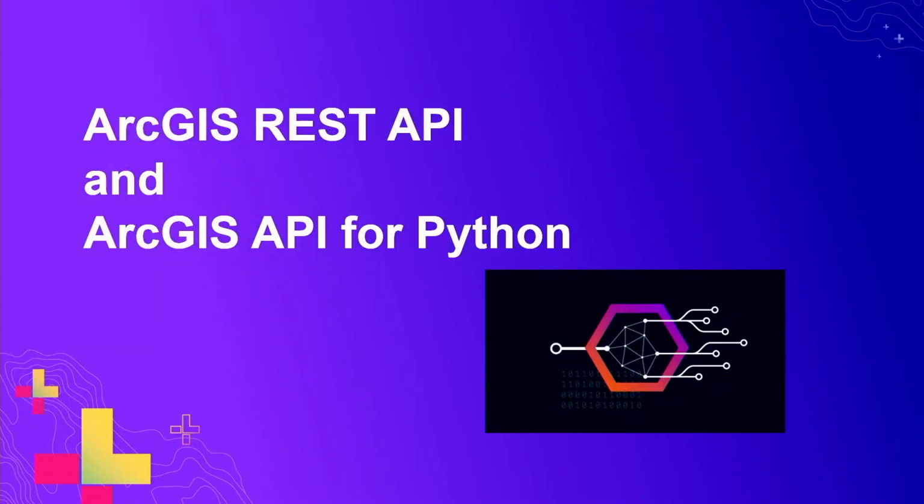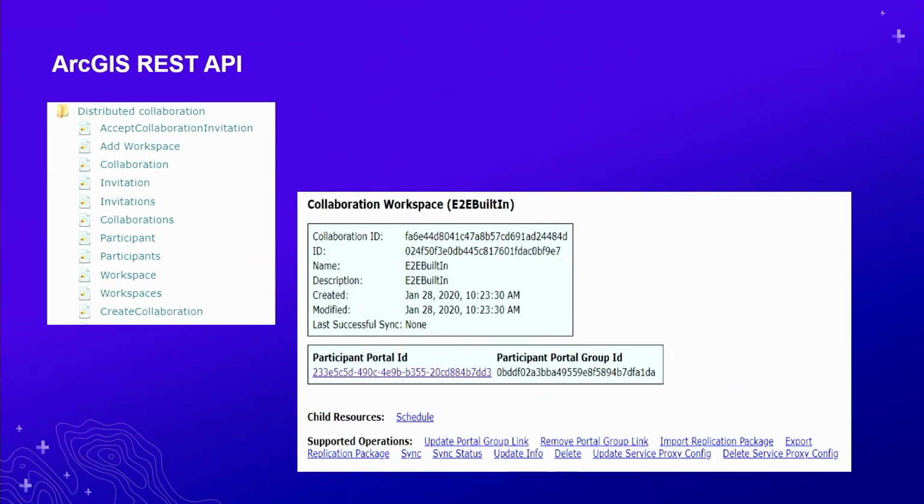So I know many of you out there may be interested in automating the creation of a distributed collaboration and also the management of that collaboration longer term. So great news, we have RESTful APIs available to help you in that process. To start with, we have exposed through the ArcGIS REST API many of the distributed collaboration API resources. So here you see an example of just some of the APIs available to you.